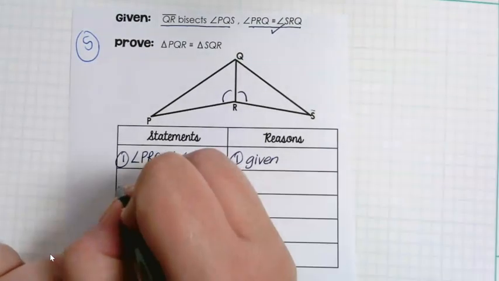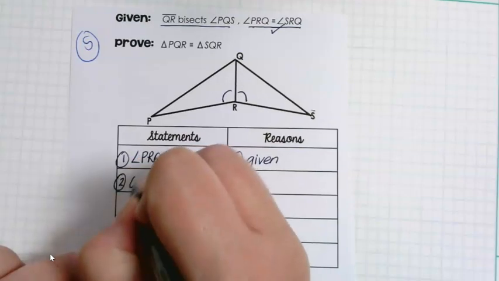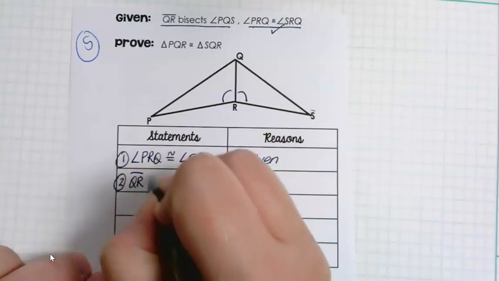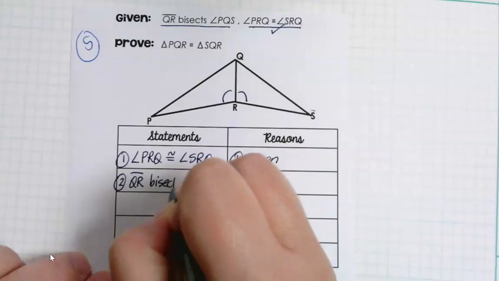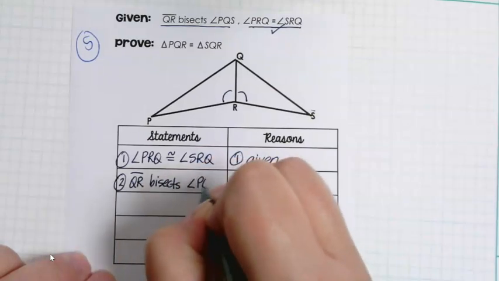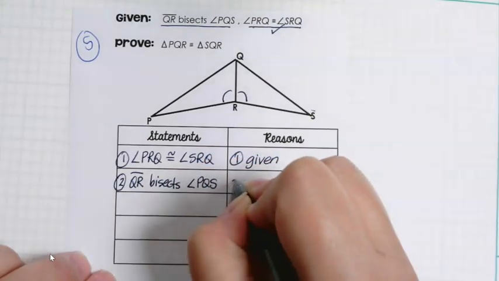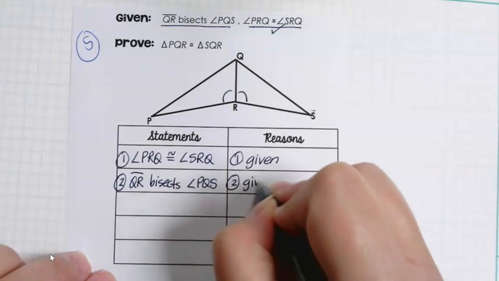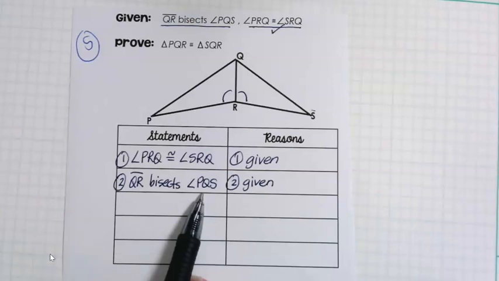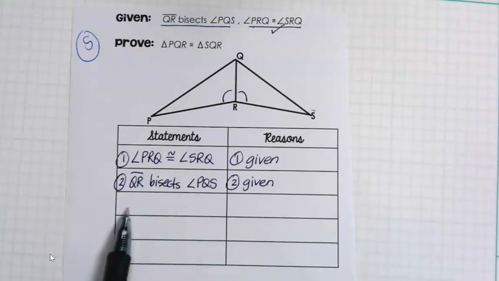Next up, the other piece of given is that QR, segment QR, bisects an angle, angle PQS. That was also given. Now, whatever is being bisected gets divided into 2 smaller congruent pieces. So if an angle is being bisected, that tells me I'm going to have 2 smaller congruent angles. So that's what's going to be in the next step.